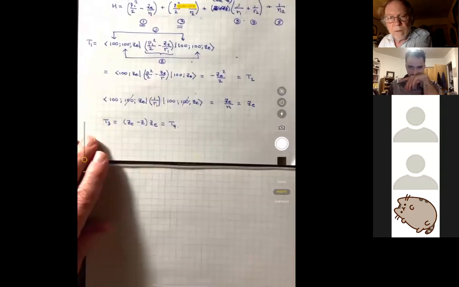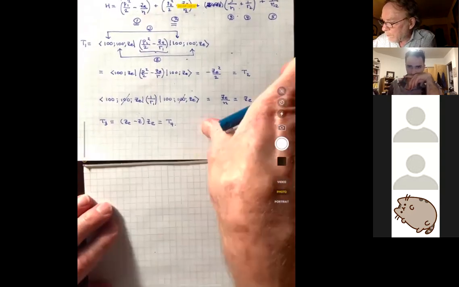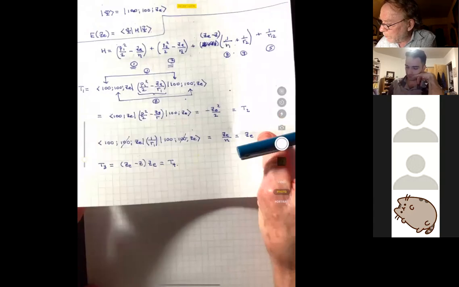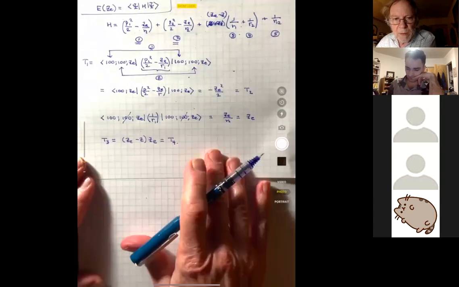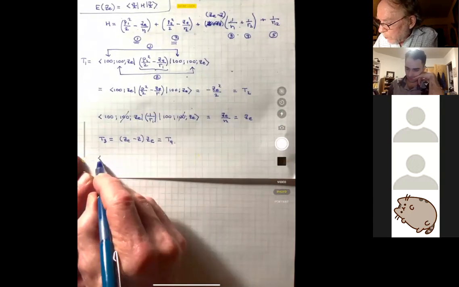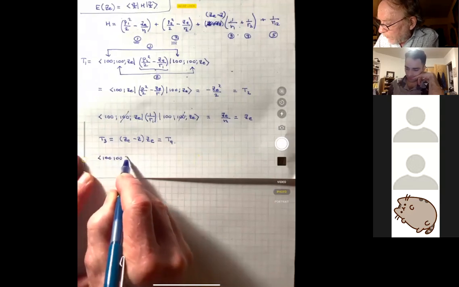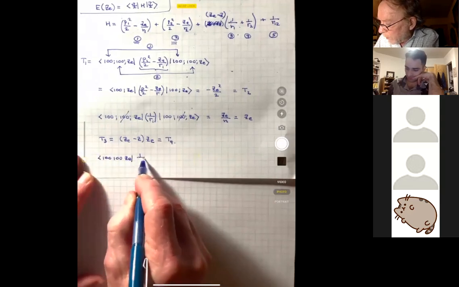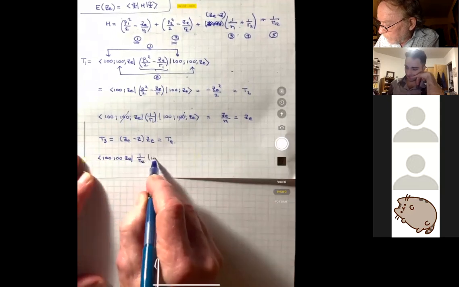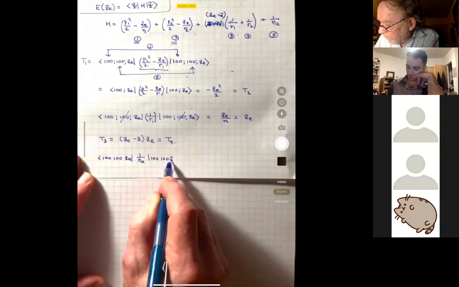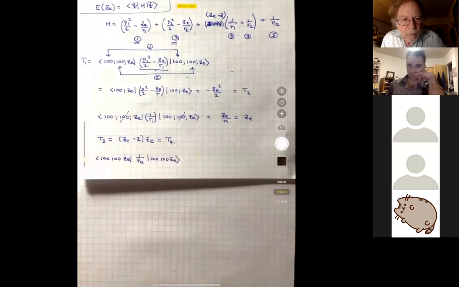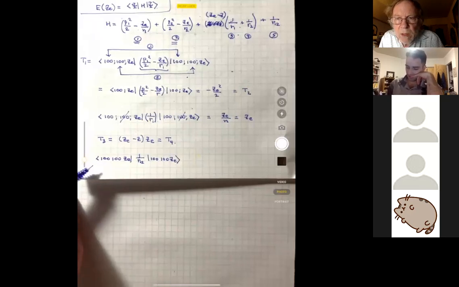Let's see if I have room for it here. In the case of 1 over R12, I probably have room to put it on this page. Let me do that. So what we've got is 1, 0, 0, 1, 0, 0, Z effective, sandwiched around 1 over R12. Okay, that's what we need. Now 1 over R12 is a two-particle operator, depends on the coordinates of both particles, obviously. So this is going to turn into a six-dimensional integral. It looks like it's going to be trouble.